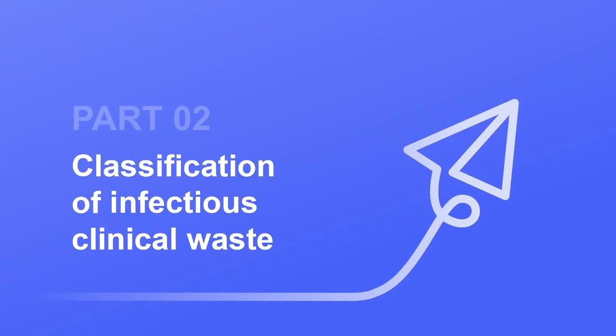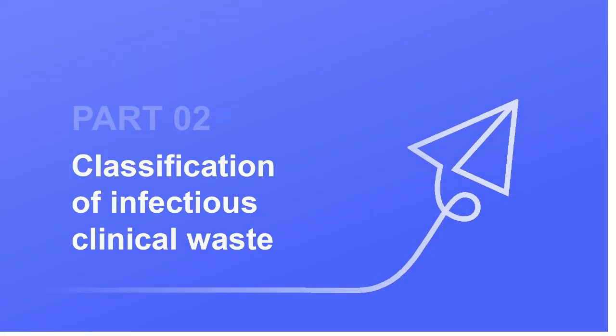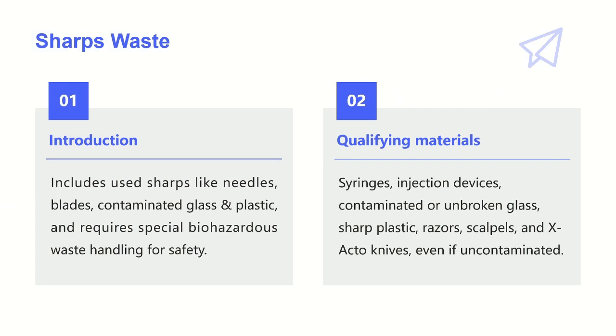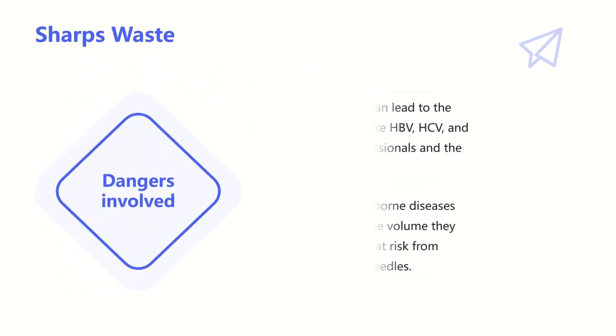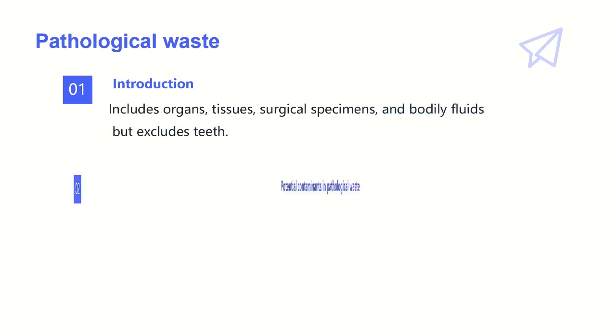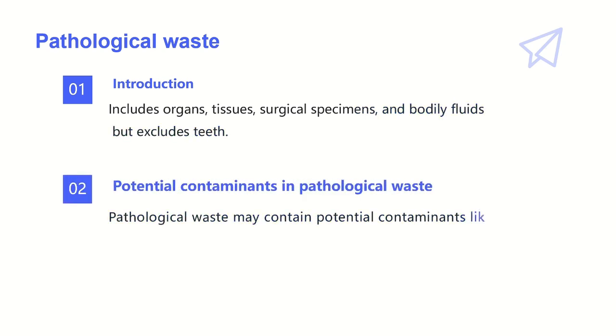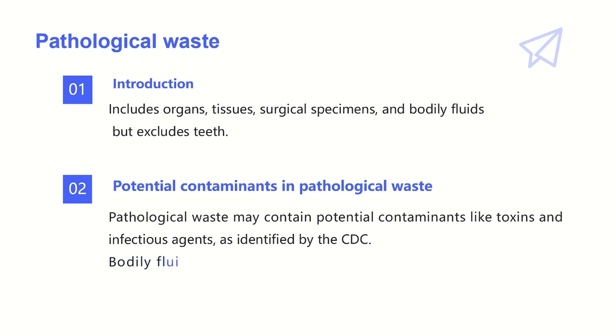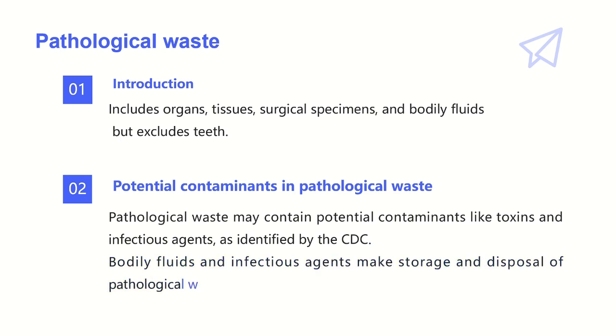The next part is the classification of infectious clinical waste. Sharp waste includes used sharps like needles, and requires special biohazardous waste handling for safety. Dangers of sharps waste involve the spread of bloodborne pathogens like HIV, affecting both healthcare professionals and the general public. Pathological waste includes organs, tissues, surgical specimens, and bodily fluids, but excludes teeth. Pathological waste may contain potential contaminants like toxins and infectious agents, as identified by the CDC.